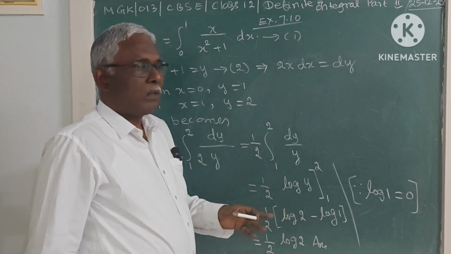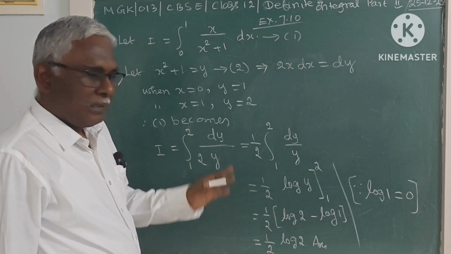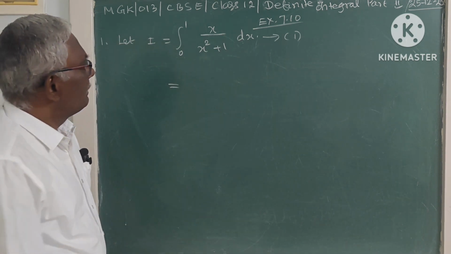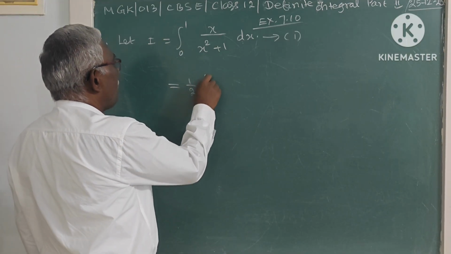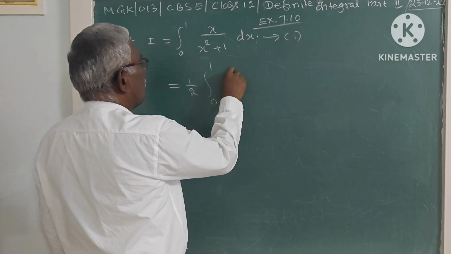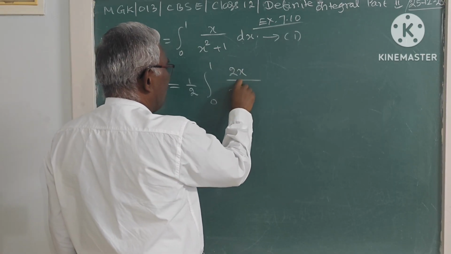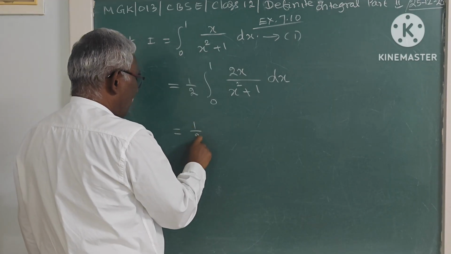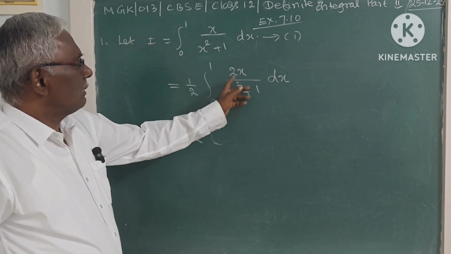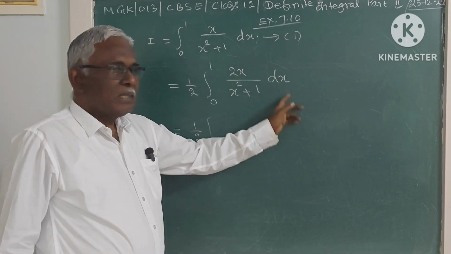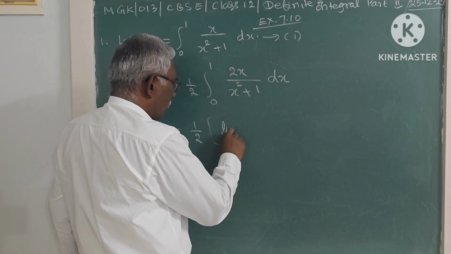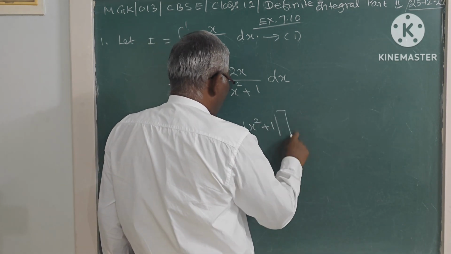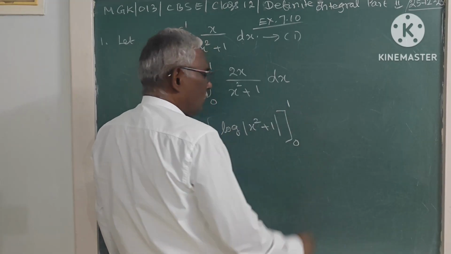Now do the same problem directly without substitution. Know that if we differentiate x square plus 1, we'll get 2x. So write this as 1 by 2 times integral 0 to 1 2x by x square plus 1 dx, half times integral 2x by x square plus 1 dx is log of x square plus 1, limit x varies from 0 to 1.